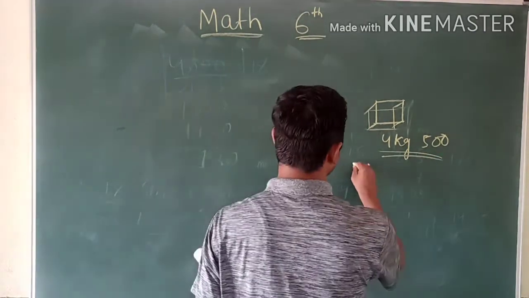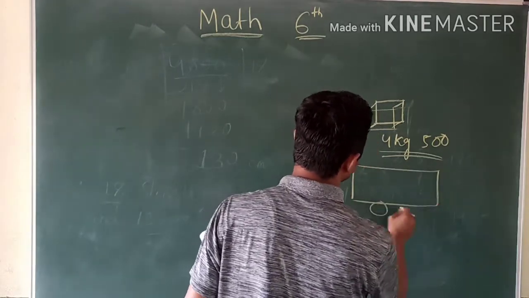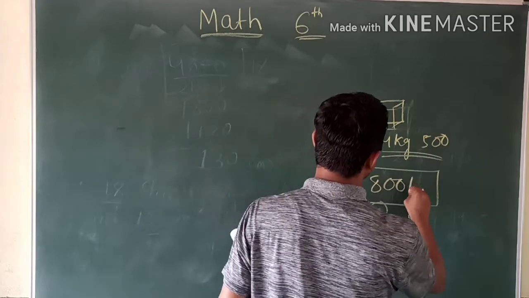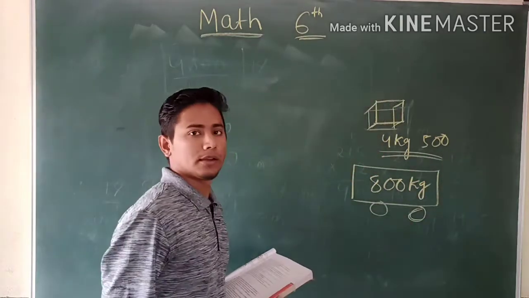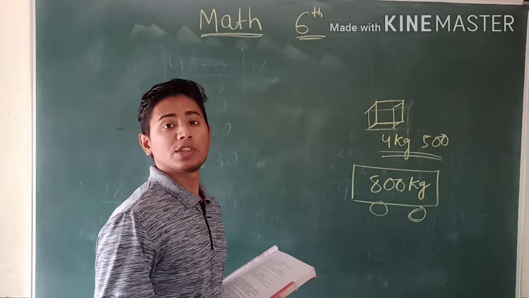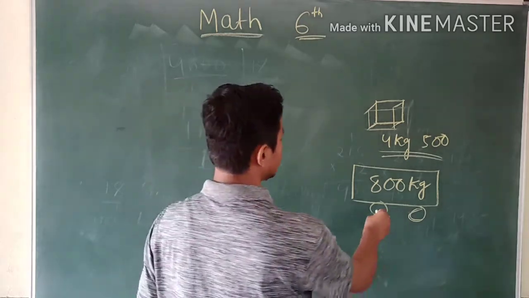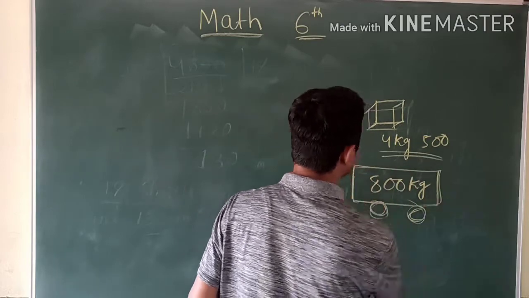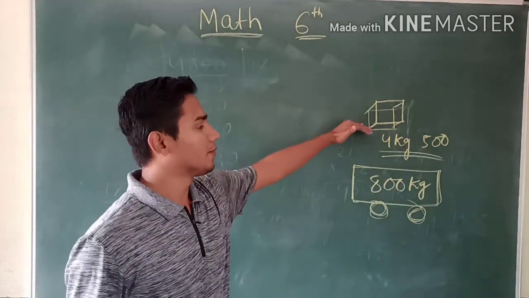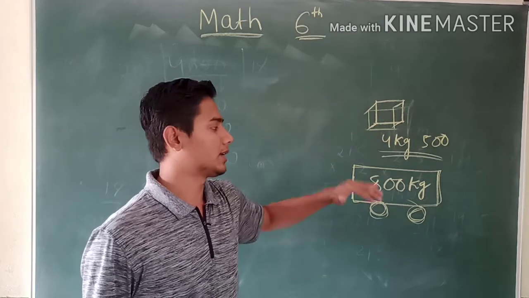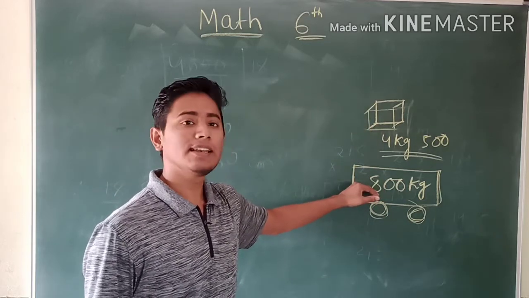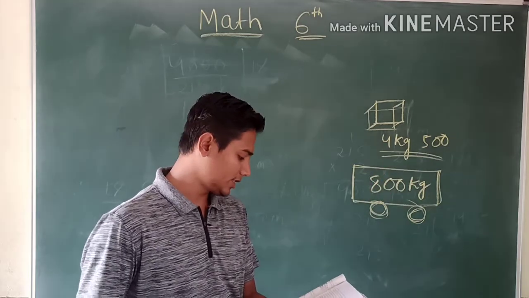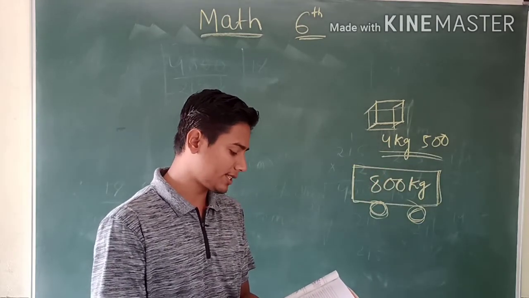But in a van, for example, this is one van. Here only 800 kg can be loaded. You can't load more than 800 kg. Then its tire will puncture or anything will happen. Accident also can happen. So one box is 4 kg 500 gram. You have to load here till 800 kg. So how many boxes can you load here? So this is the question, am I right? How many such boxes can be loaded?